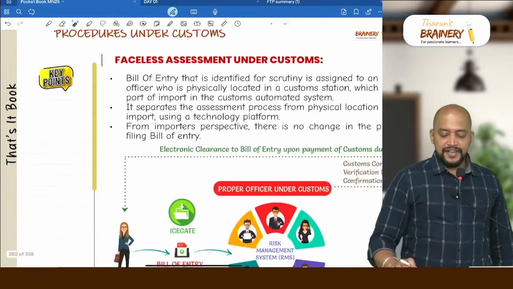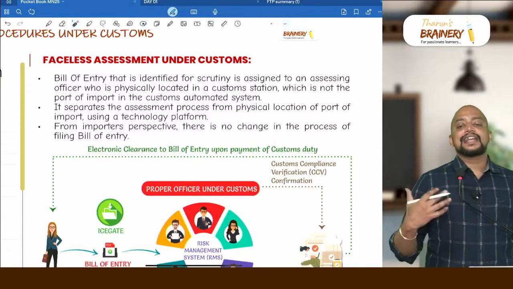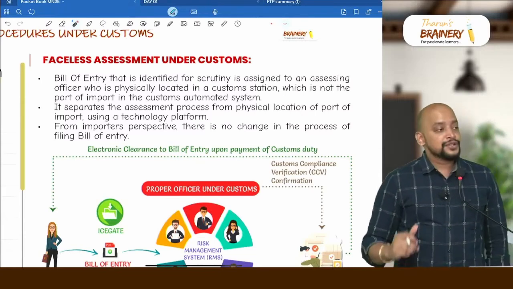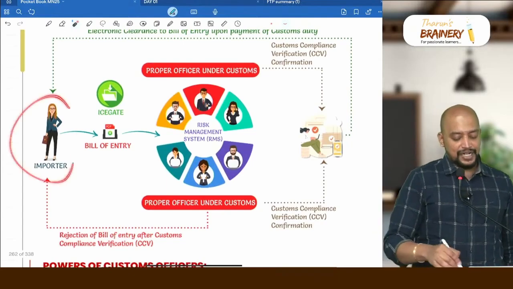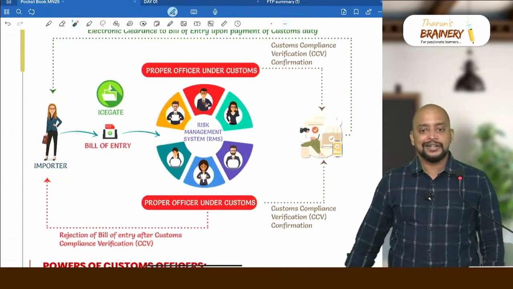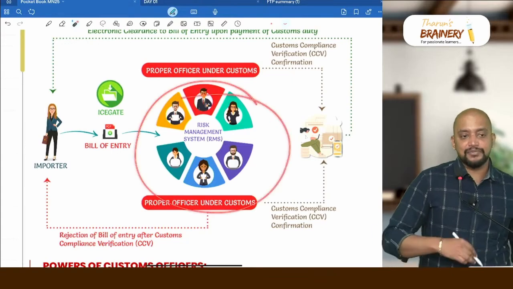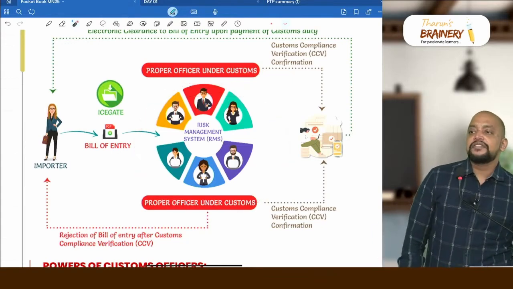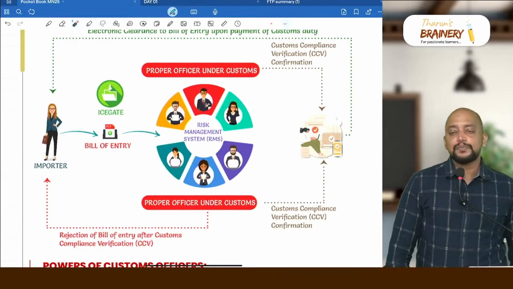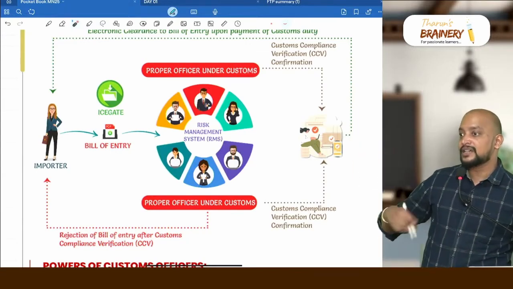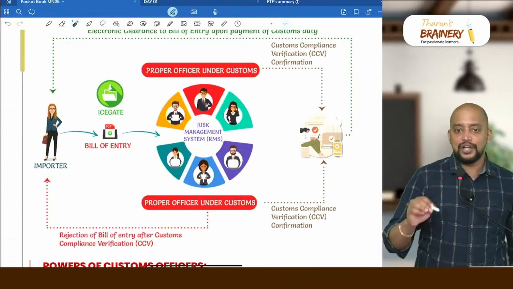Okay. Then we have something called faceless assessment under customs. Again, this can be tested as a theory question. So in faceless assessment, what will happen is that whenever we file the bill of entry, there is an importer who filed the bill of entry. This bill of entry will be given to the risk management system. In this risk management system, there will be a lot of customs officers who are connected, and they can assign this bill of entry to any customs officer, and that particular customs officer will do the verification of the bill of entry.